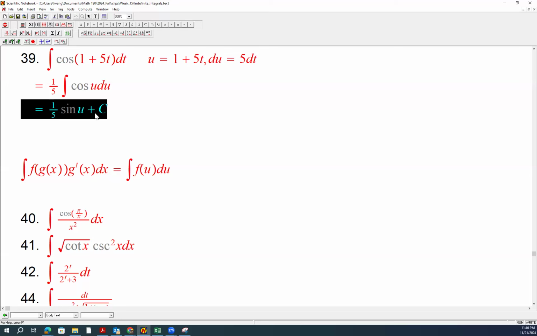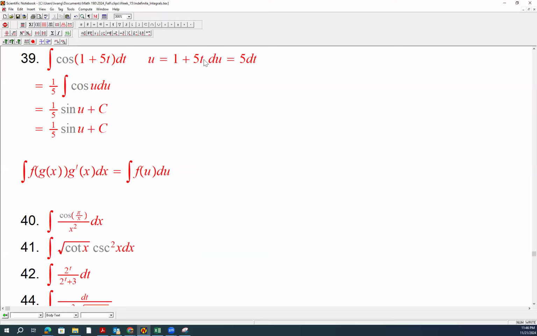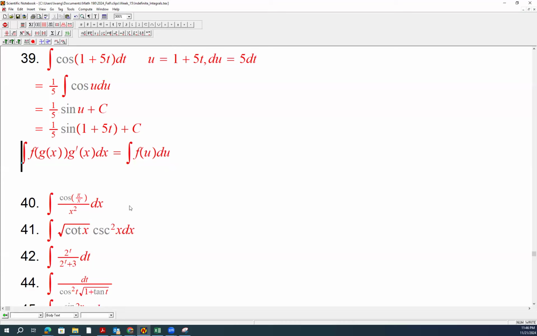And last but not least, this is 1 plus 5t replacing u, and make sure you put parentheses here. Done. 40.